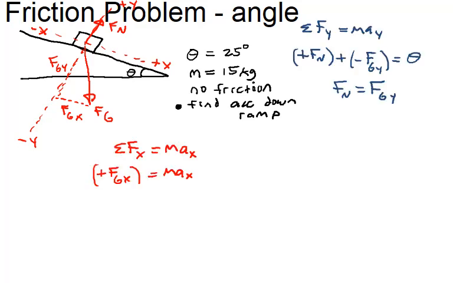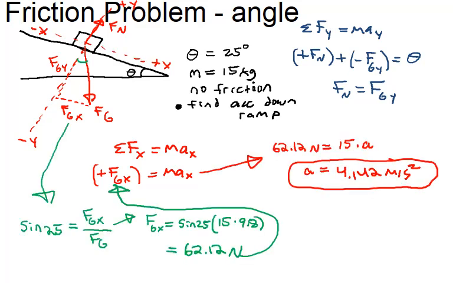We should set up our positive normal force plus the negative force of gravity in the y equals 0. It's not accelerating in the y, it's just going straight down the ramp. In the x, there was only one force. And what side of the triangle is that? Well, it's the opposite side, and this angle right here is the same as this angle right here, 25 degrees. So sine of 25 times mg, which is the hypotenuse, gives us the force of gravity in the x, which is 62.12, and then we divide by the mass, and we can get the acceleration down the ramp.